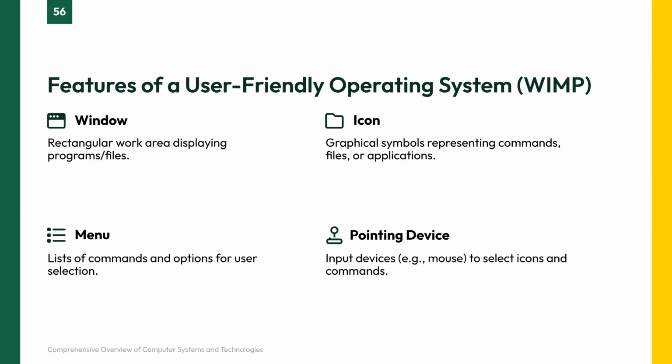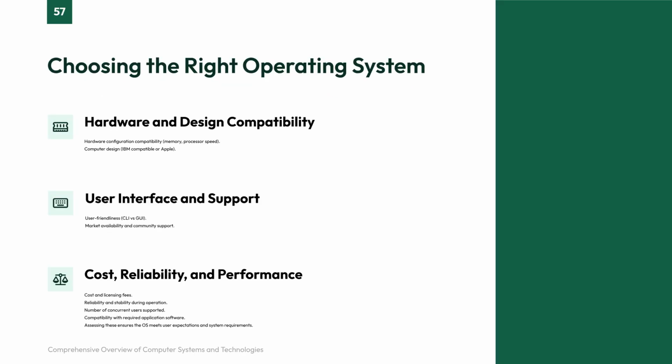A user-friendly operating system often features WIMP elements: windows for work area, icons for graphical symbols, menus for commands, and a pointing device for selection. Choosing the right operating system involves assessing hardware and design compatibility, user interface and support, and key factors like cost, reliability, and performance.